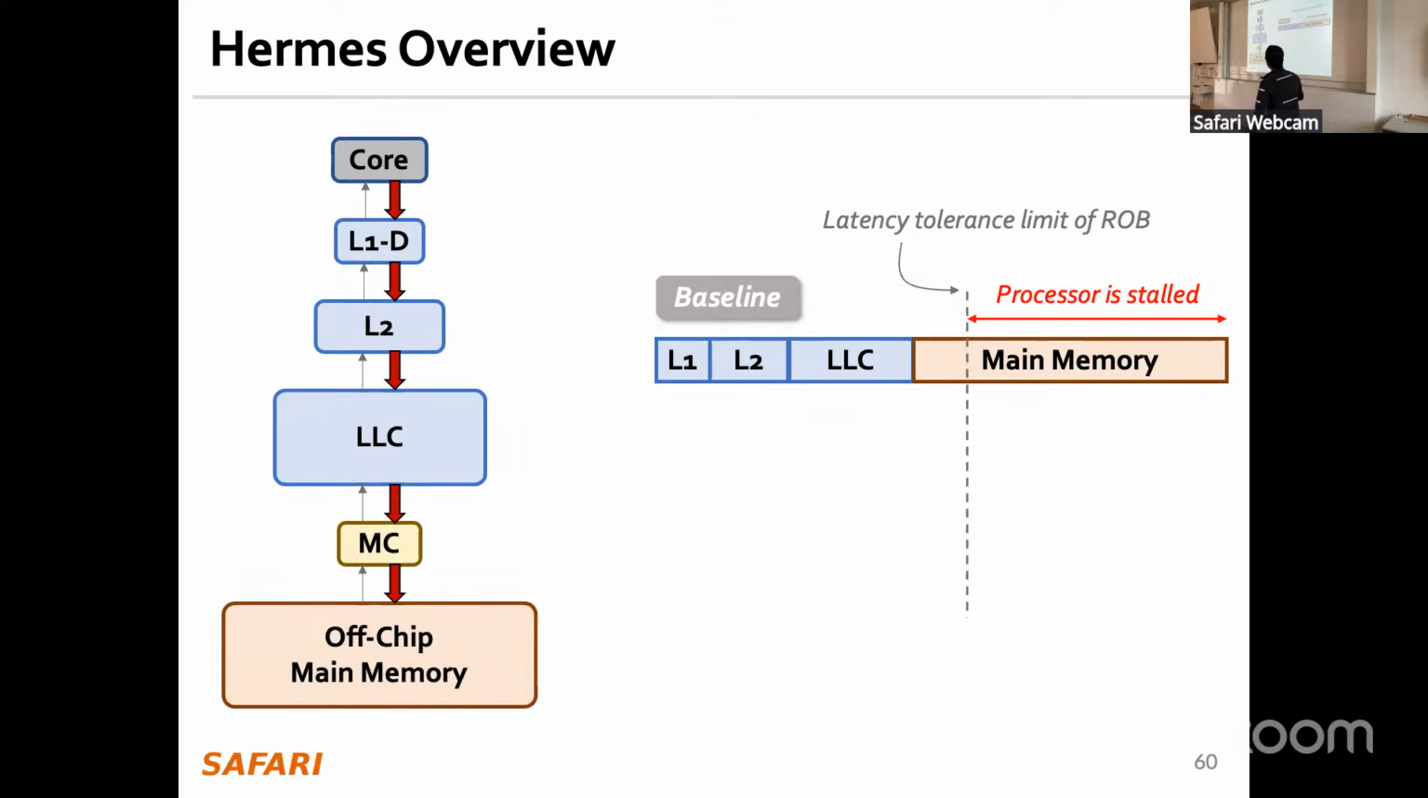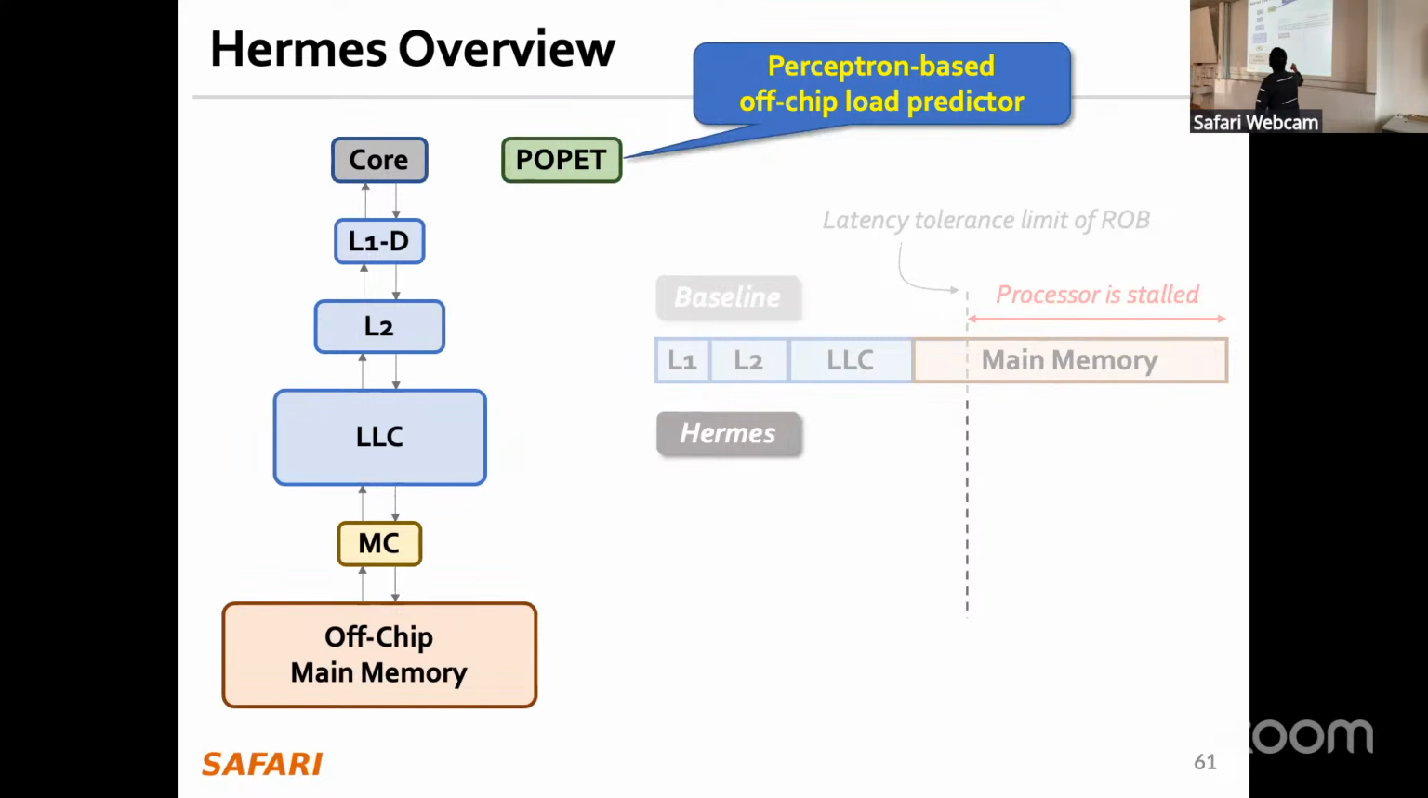Now, what Hermes proposes is a perceptron-based off-chip load prediction. This perceptron is the data-driven aspect of this project, which I'm going to cover in the next slide. But what this perceptron is doing: it's a perceptron-based off-chip load predictor, which sits inside the core. Whenever the core generates a memory request, it consults this predictor and asks, is it possible that this load would go off-chip? If the predictor says yes, it might go off-chip, what would it do? It would start accessing the L1 data cache, and it would also access the translation.